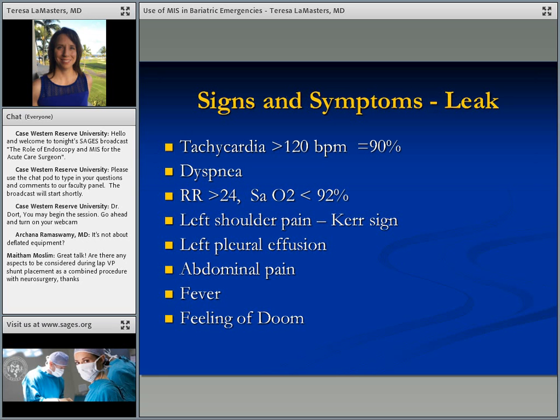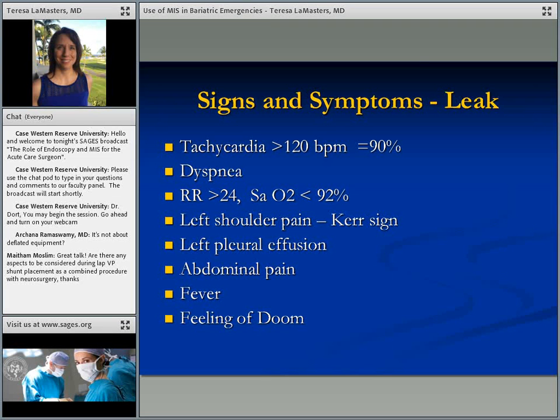One of the most important things to be able to recognize is what a leak looks like. Amazingly, the most common symptom is not abdominal pain. The most common symptom is tachycardia, specifically with a heart rate of greater than 120 beats per minute. That will occur in about 90% of patients. It is the most sensitive sign of a leak.